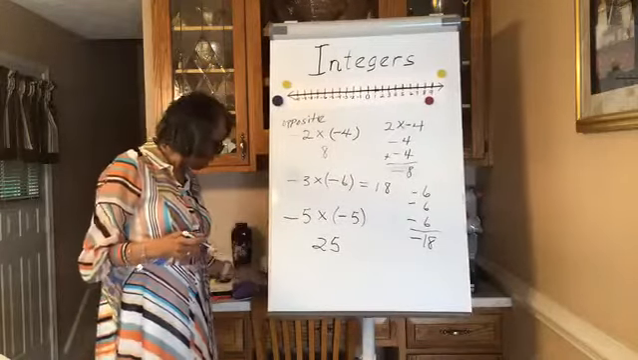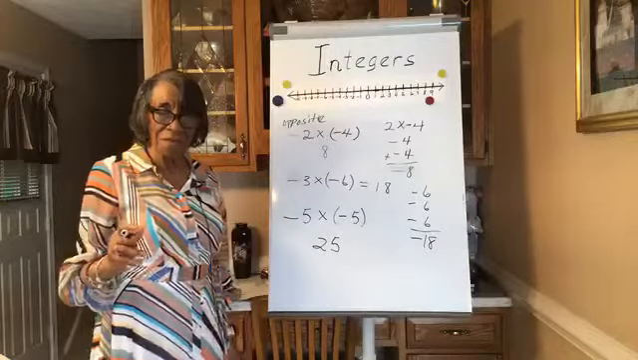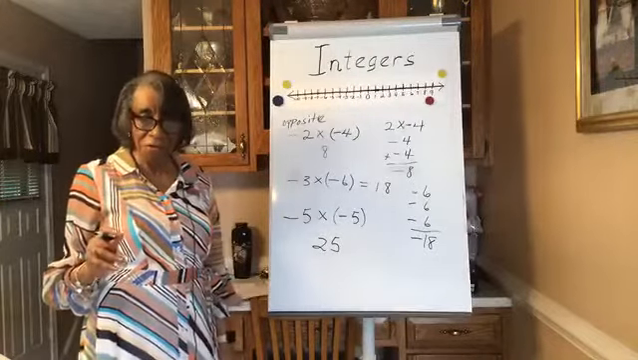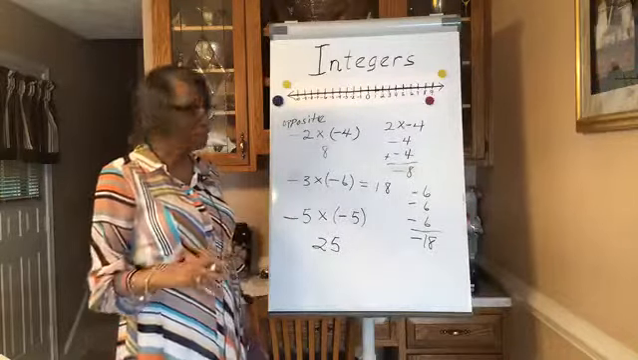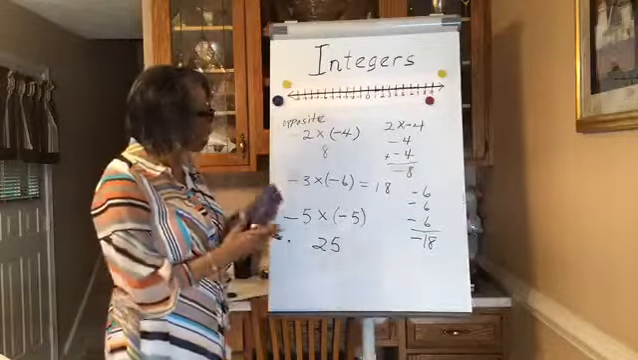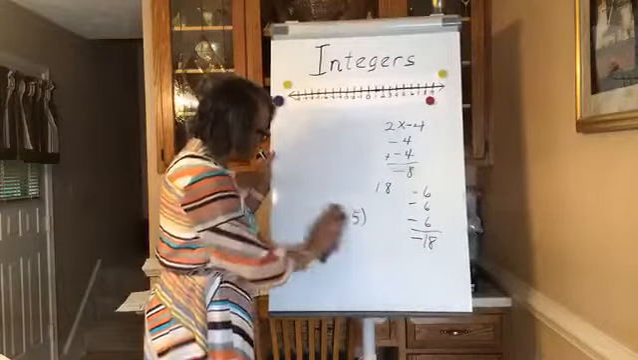All right, let's take another set. So we multiply two positives, and we got a positive answer. We multiply two negatives, and we got a positive answer. So let's see what happens when the signs are not the same.